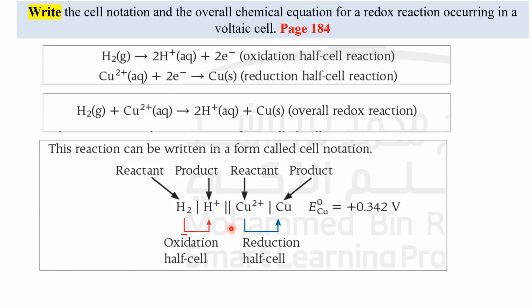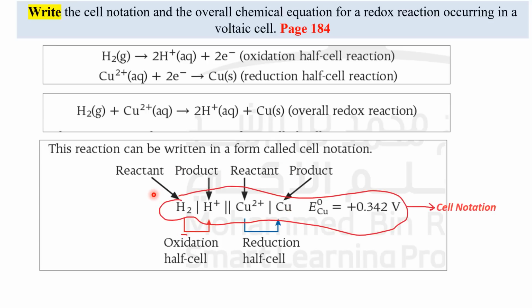Then we add two lines to show that they are connected, like this is the first half, then two lines. Then we go to the reduction equation and then we put the reactant here, then line, and then the product here. So this is called the cell notation. To write the cell notation, we separate the oxidation half cell or the anode and the reduction half cell or the cathode, we separate them by two lines.